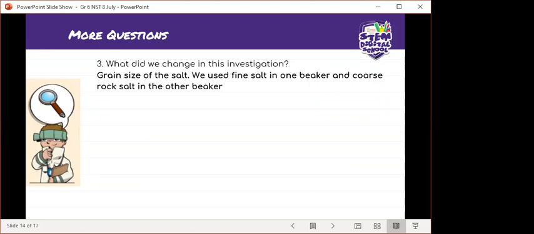Ijura said the salt. So yes, Ijura, remember, we're talking about the grain size of the salt. When we're talking about fine salt versus coarse salt, we are looking at grain size. Don't just say salt. Put in grain size. This first part here is very important. So we used the fine salt in one beaker and coarse rock salt in the other beaker. All right. Then question four, what did we measure?